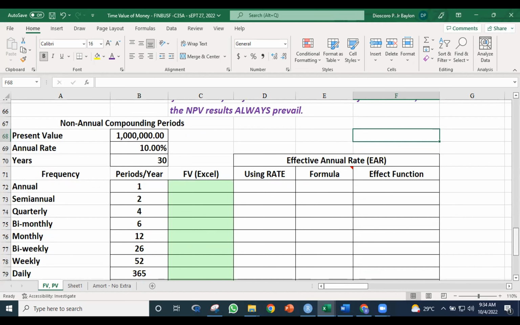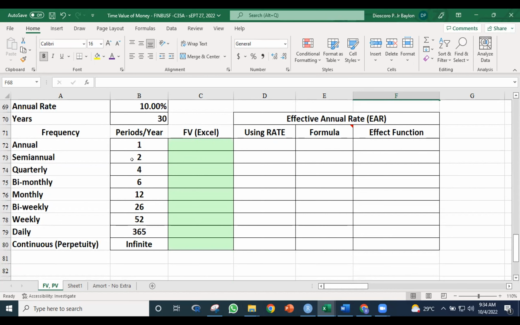And this time we're going to look at non-annual compounding periods. Okay, when an interest rate is given, the assumption is always that this is an annual rate. But sometimes we will be informed that the interest, for example, is compounded semi-annually, which means 2 times a year. So if the interest is counted twice a year, then that means its future value will be higher. All the more if the interest is compounded quarterly, then the future value will now be higher because there are more times the interest is compounded. If it's bi-monthly, 6 times. So if it's daily, guys, 365 times.